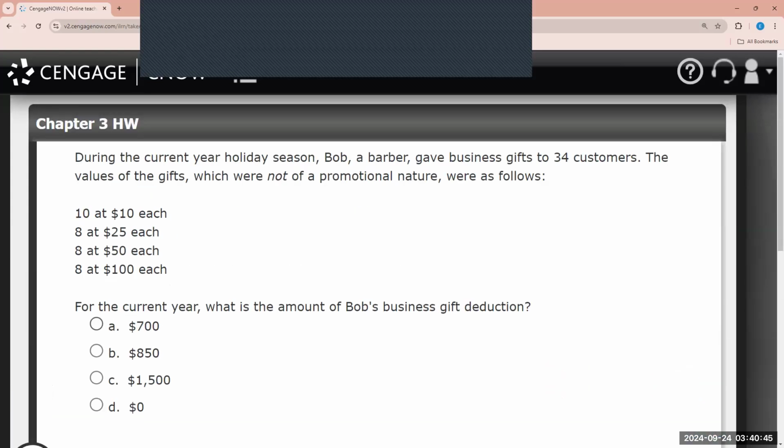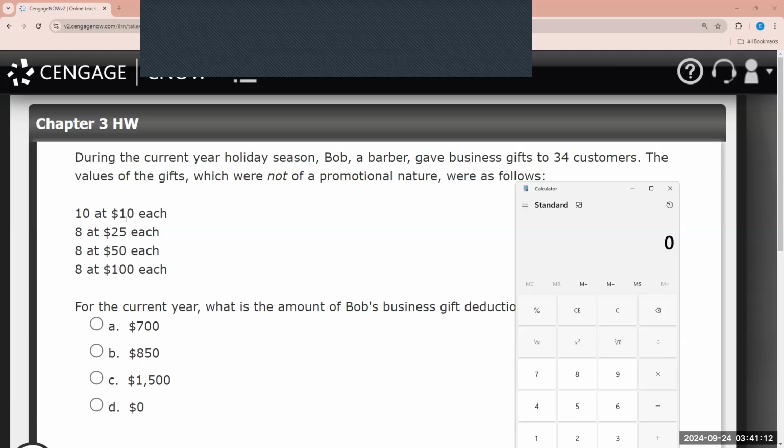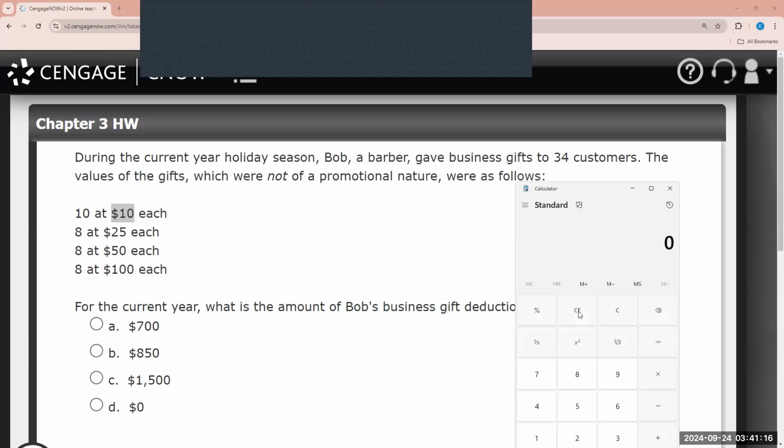Here it states for the current year, what is the amount of Bob's business gift deduction? During the current year holiday season, Bob, a barber, gave business gifts to 34 customers. The value of the gifts, which were not of a promotional nature, were as follows. So we know that the limit is $25. Here we see $10. Obviously, it's not going to be 25, because we only paid 10, but the maximum is 25. So 10 times 10 gives us $100.